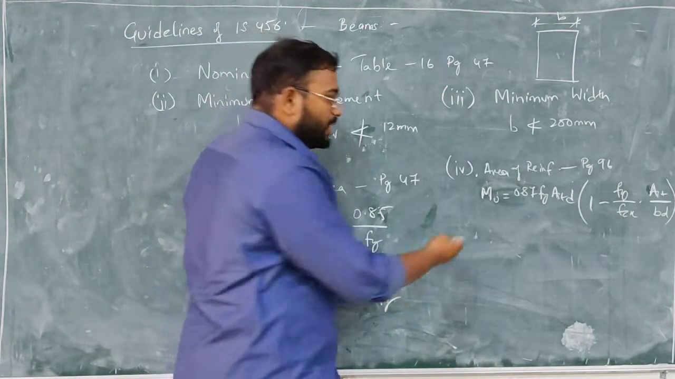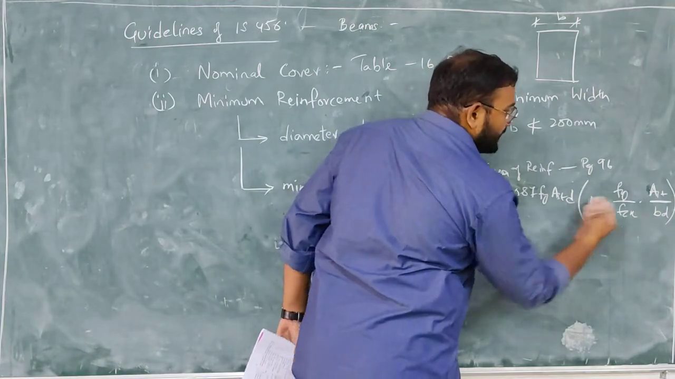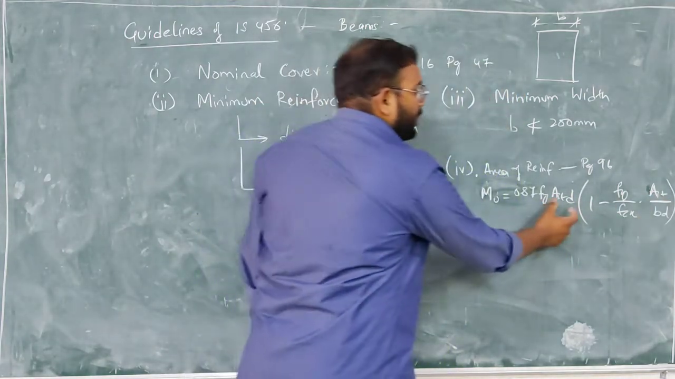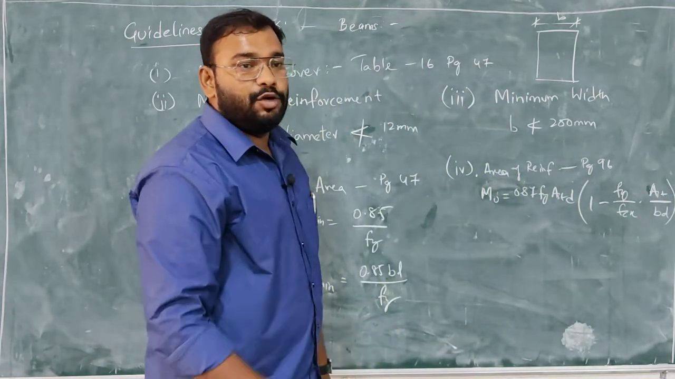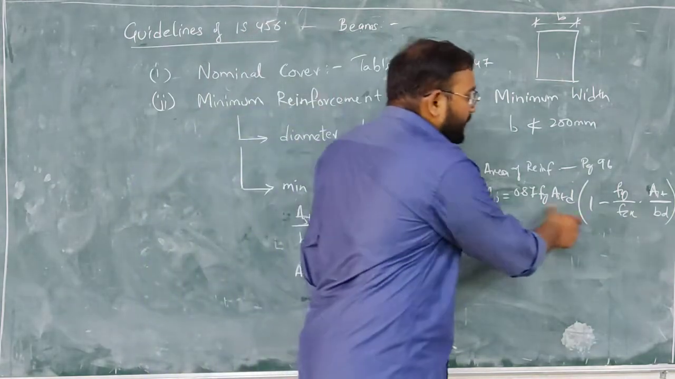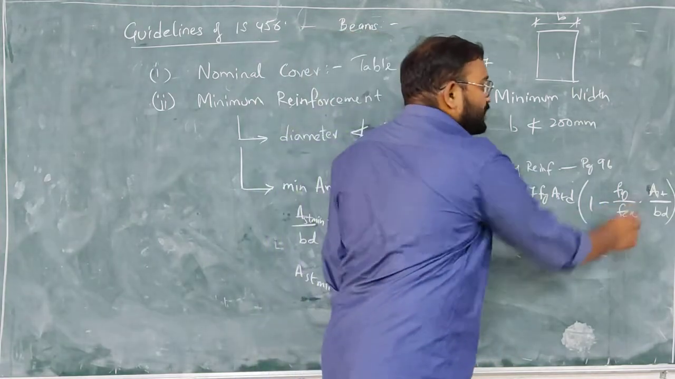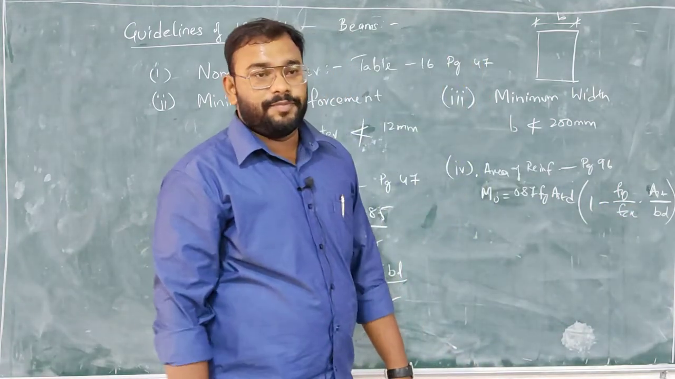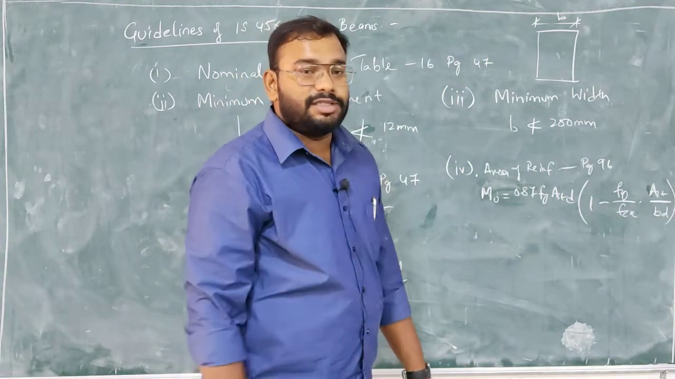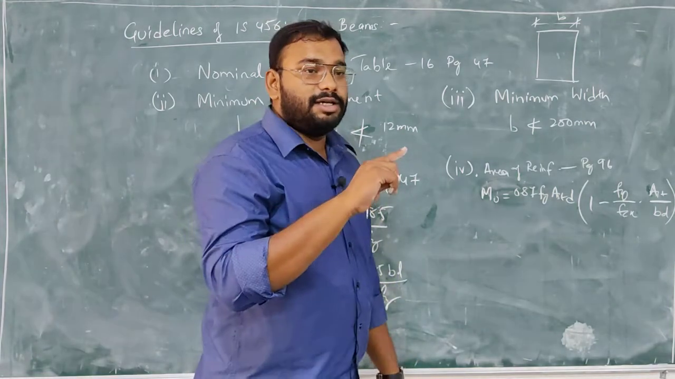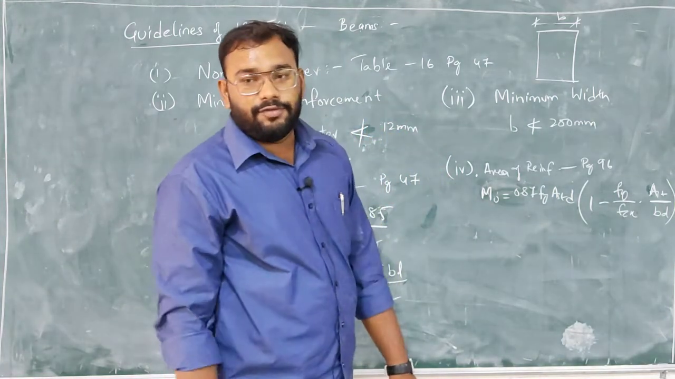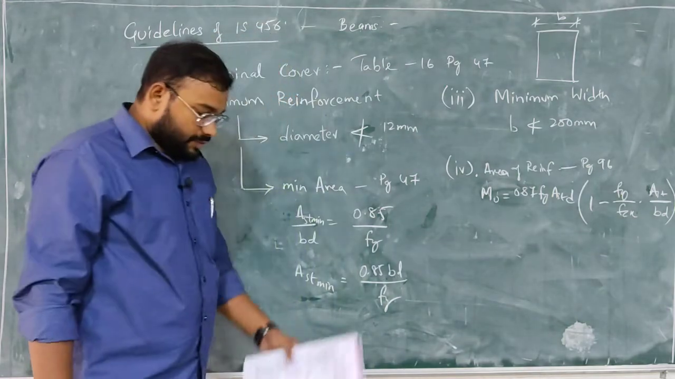If you see this formula, this will give you AST square. You are calculating area of reinforcement here, so AST is the unknown quantity. If I multiply this with the bracket terms, this will give me AST square, which will be a quadratic equation. If you solve the quadratic equation, you will have two roots. One will be the answer for the area of reinforcement.